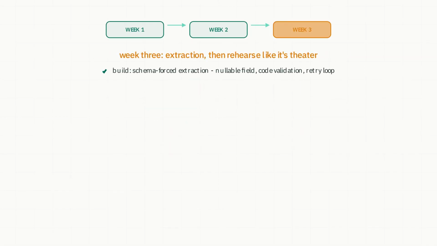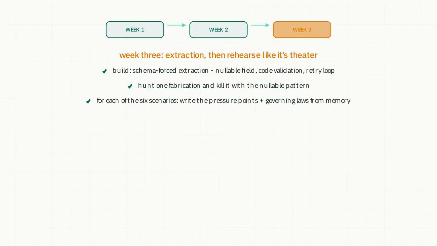Week 3, Extraction and Rehearsal. Build the 3rd miniature, schema-forced extraction over a handful of messy documents with a nullable field, code-level validation, and a retry loop. Hunt 1 fabrication and kill it with the nullable pattern. Then rehearse like it's theater.